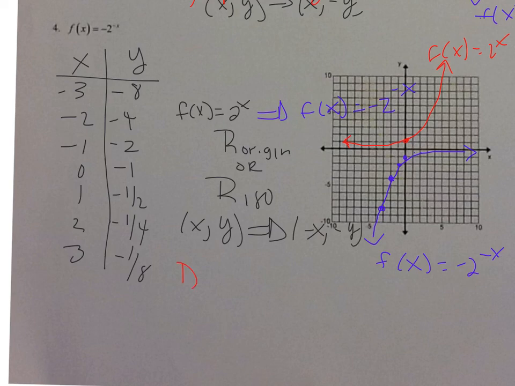Okay, so what is the domain? The domain, same thing, negative infinity to infinity. My range is from negative infinity to 0. And I have an asymptote, and that's the same thing. y equals 0.